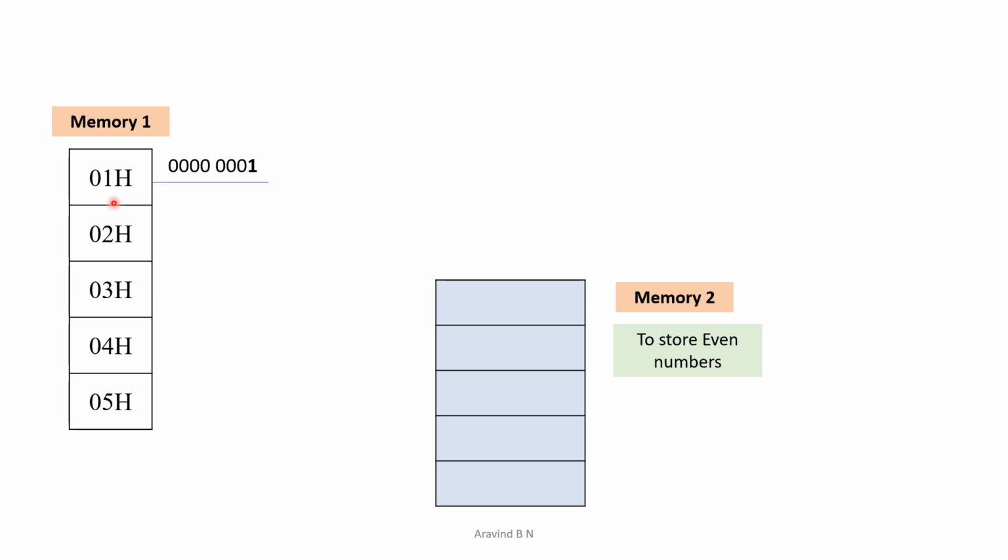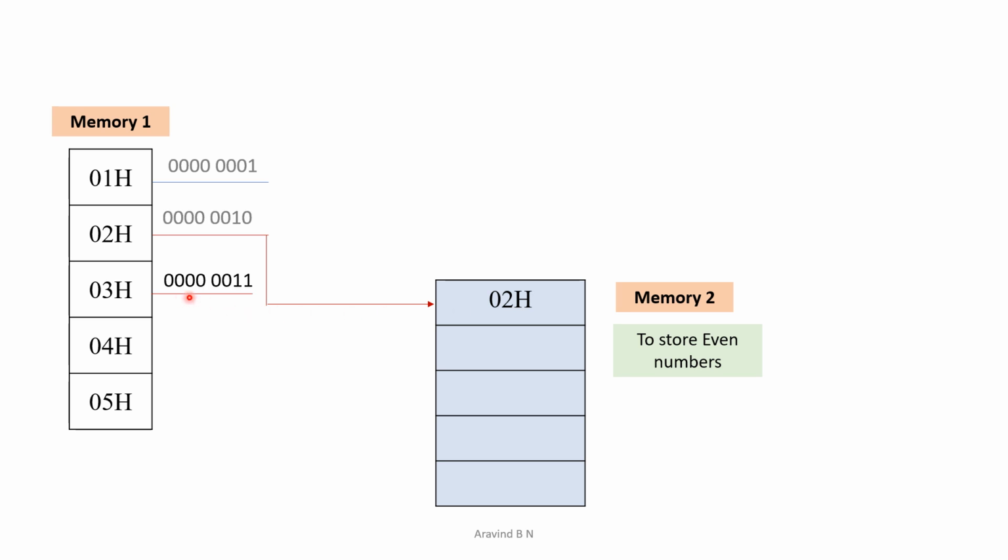So the first value is 1. If we convert that into equivalent binary representation, this is what we are going to get. In this one, the LSB bit is equal to 1, so this is an odd number. We are not going to store this number to memory 2. Now the next value is 2. Its equivalent representation is here, and at bit 0 position it has the value 0. So this is an even number, and we are going to store this value to the memory 2 location.